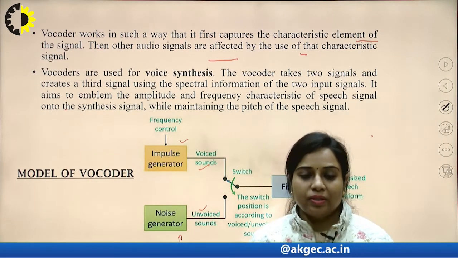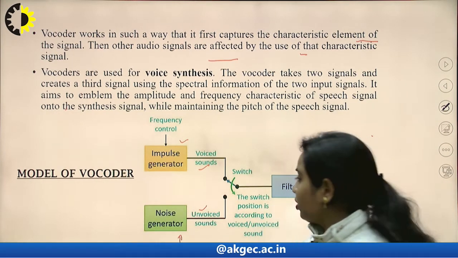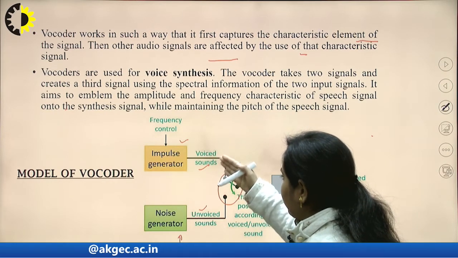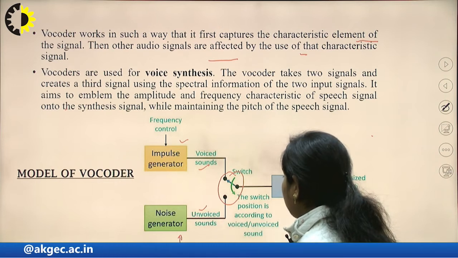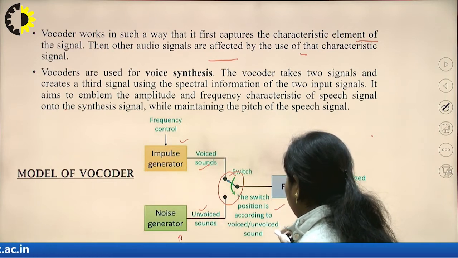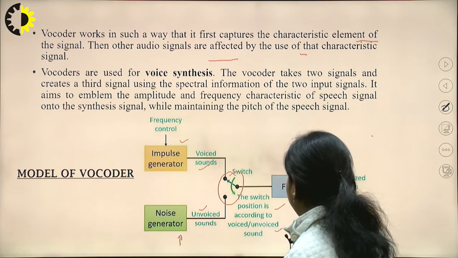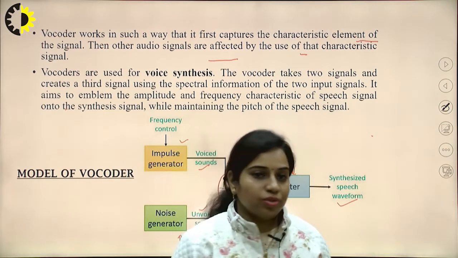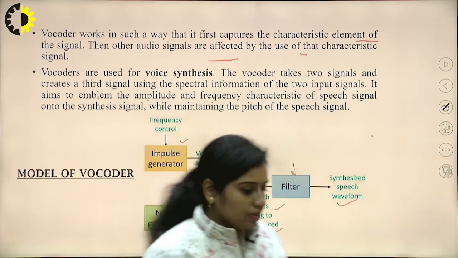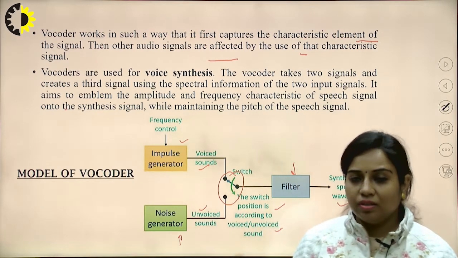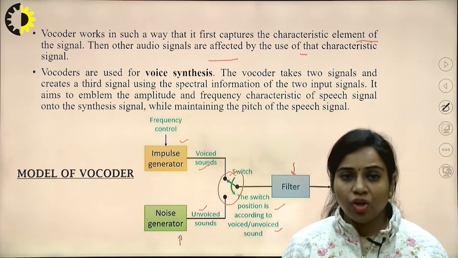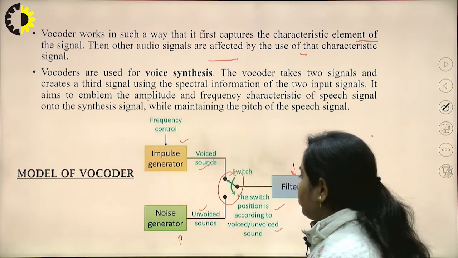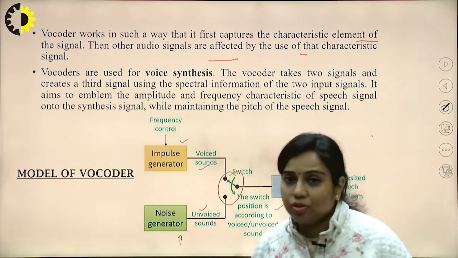So two types of voices are generated. Which type of voice is selected is decided by this switch, whether it processes the voiced sound or the unvoiced sound. The switch position is set according to the voiced or unvoiced sound. It is then passed through a filter, and after passing through the filter we can synthesize the speech waveform. So this is how the speech signal is synthesized. This is an analysis-synthesis combination, where the input signal is analyzed using the impulse generator and noise generator, and synthesized after it is passed through a filter.